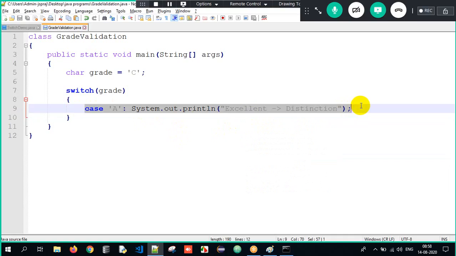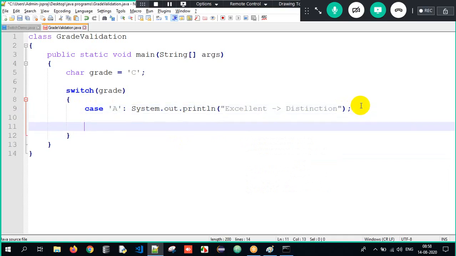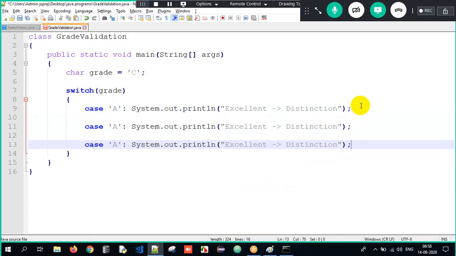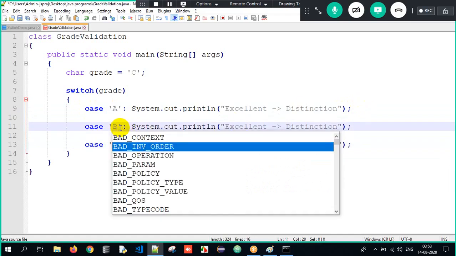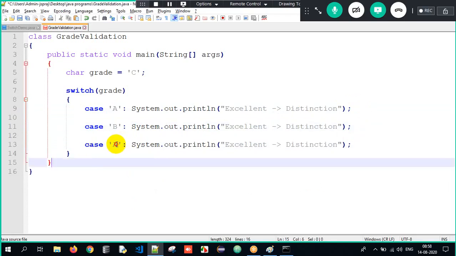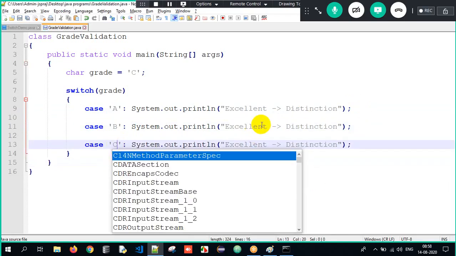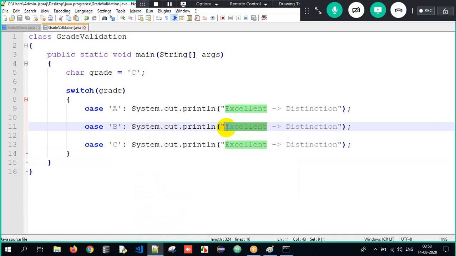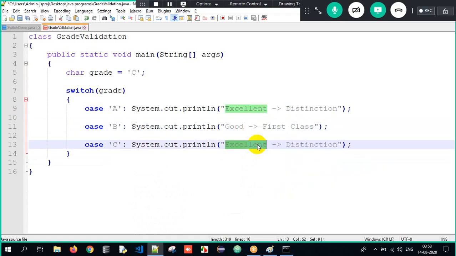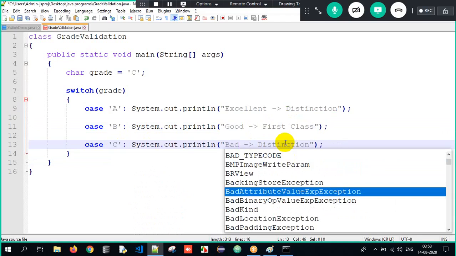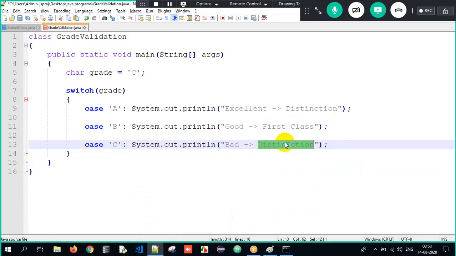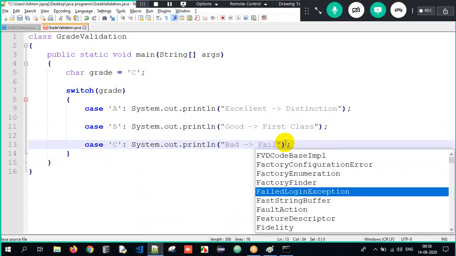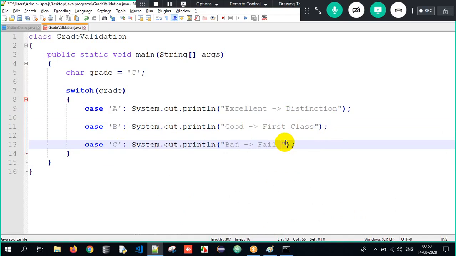Similarly, how many grades? I'll do it for 3 grades, not more than 3. You can use any number of cases, guys. I'm just making use of this data. Case B and case C. If I give it as this is good, and this is nothing but first class. Good, first class. C, bad. Fail. C grade, fail. I'll have a very sad emoji here.